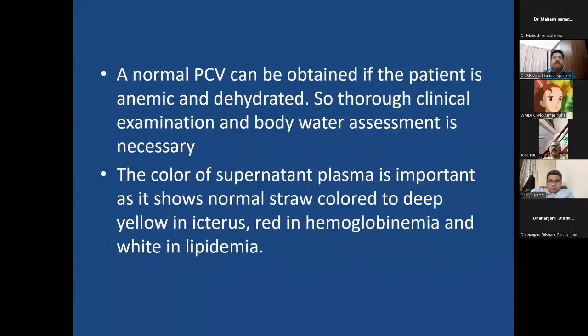The color of the supernatant plasma is very important, as it shows normal straw color, deep yellow in icterus, red in hemoglobinemia, and white in lipidemia. Sometimes when you take the blood and allow it to clot, the topmost layer, that is the serum itself, may have a white color. That is a highly lipemic sample. There is a clear indication that there is a kidney disease, and the second chance is a liver disease. The first chance is a kidney disease. So the color of plasma is very important.